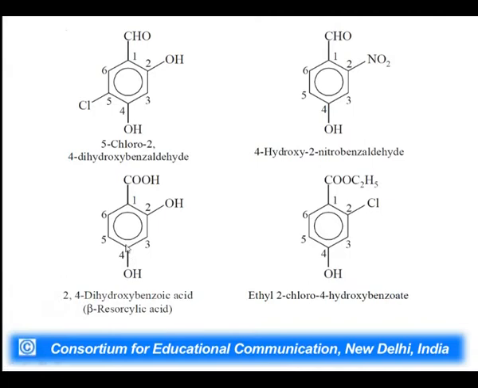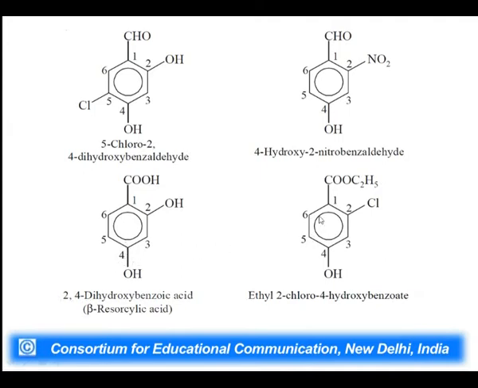First, according to the IUPAC system, the name would be 2,4-dihydroxybenzoic acid. But if I talk of the popular name, then as I said, this basic molecule having two OH groups at 1 and 3 position is resorcinol. So we will call this beta-resorcylic acid, by which name it is popularly known.